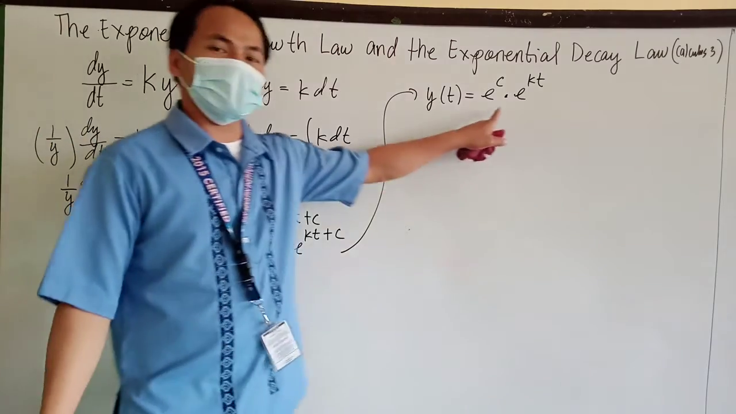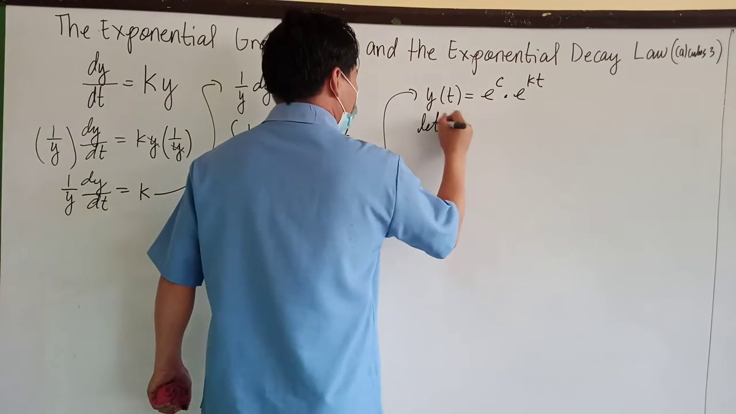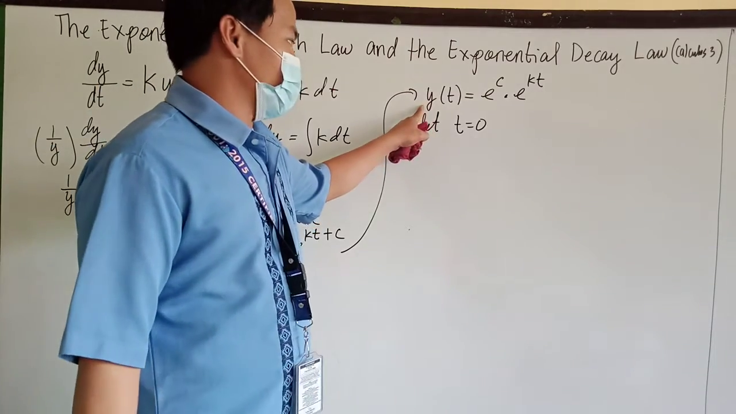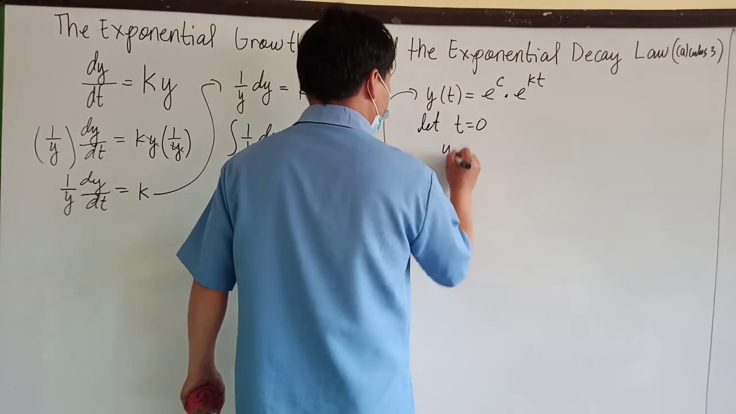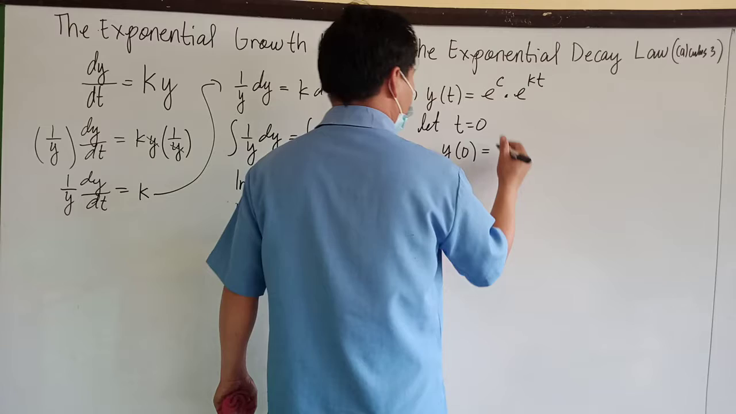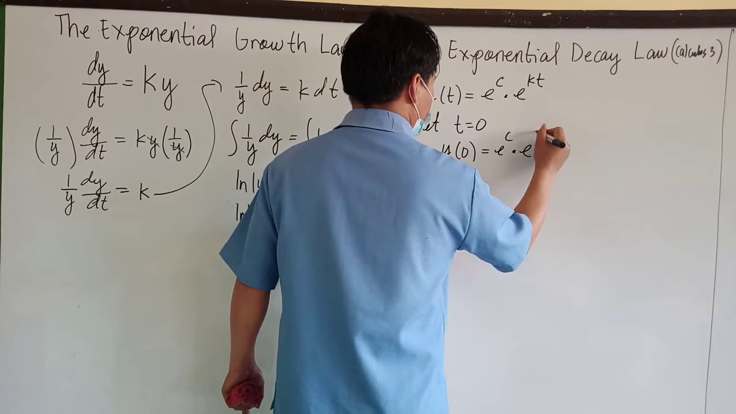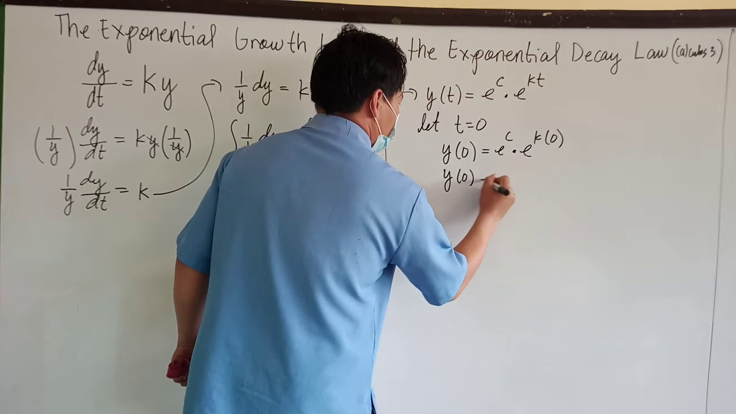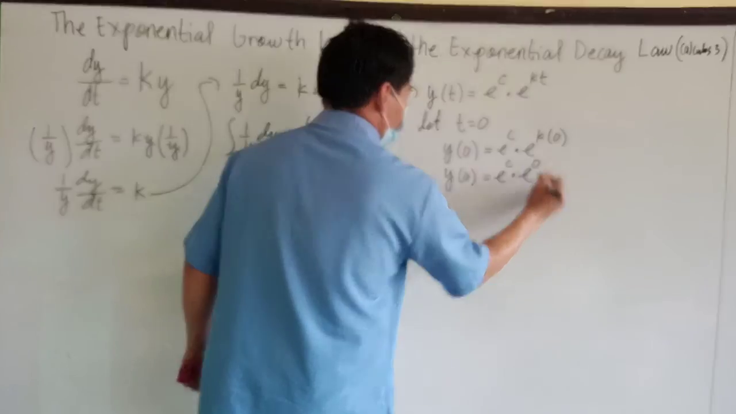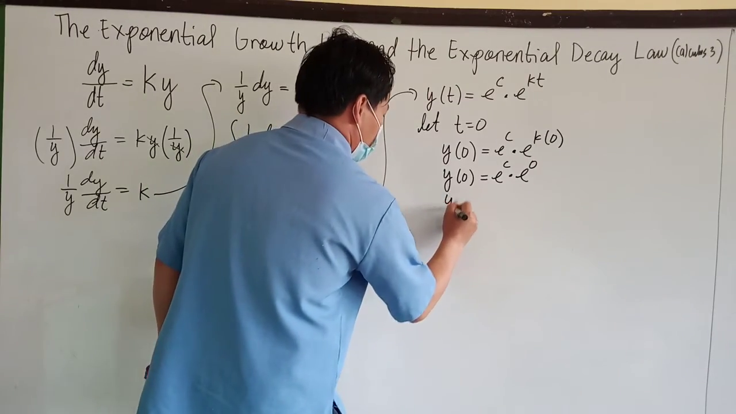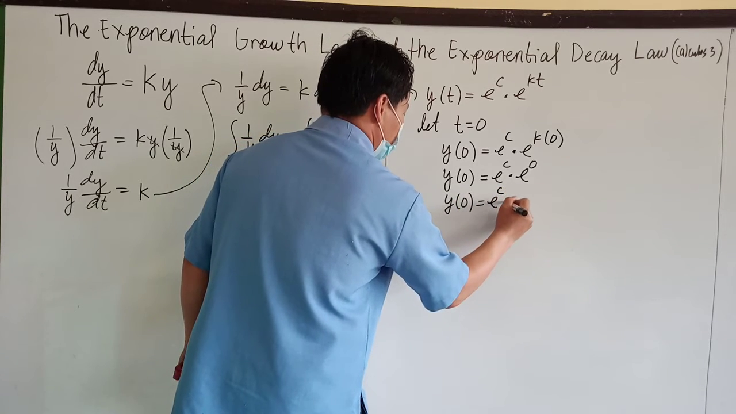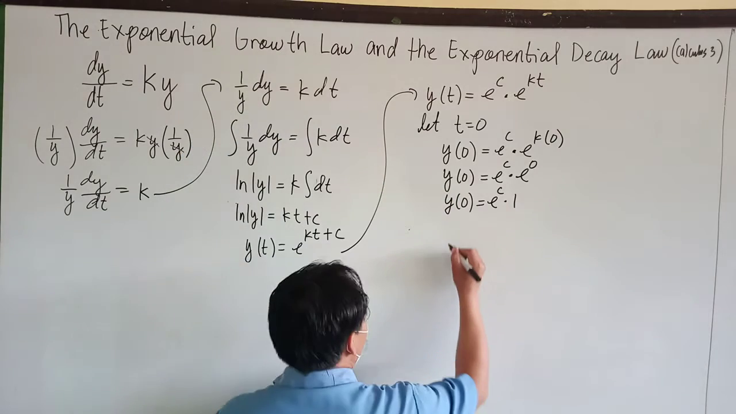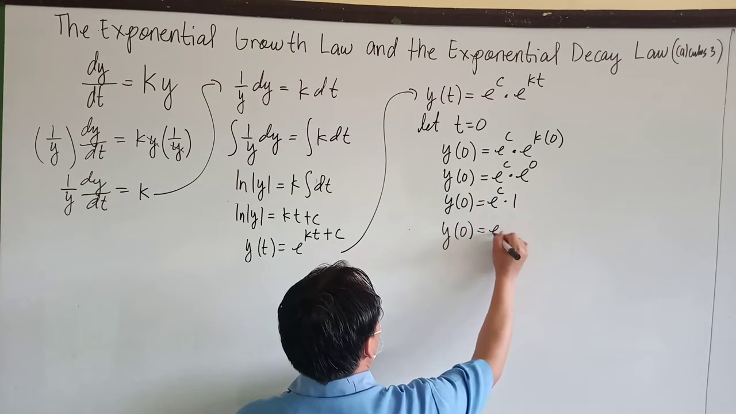They are just the same. Then all we have to do is let t equal 0 so that we can identify the initial value of y when t is equal to 0. So y of 0 is equal to e to the power of c times e to the power of k times 0. Simplifying, y of 0 is e to the power of c times e to the power of 0, since k times 0 is 0. Then y of 0 is e to the power of c times 1, because a number to the power of 0 is equivalent to 1, except 0. So y of 0 is equal to e to the power of c.